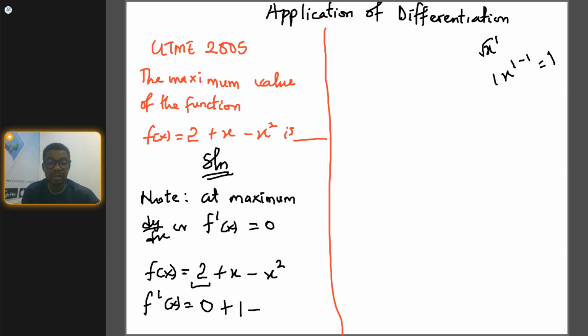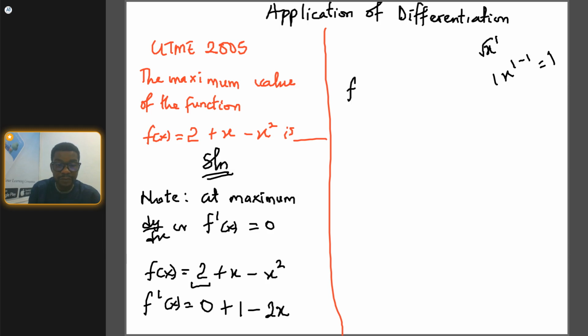The differentiation of x squared is 2x. When you differentiate x squared, you're going to get 2x. Now, we said that f prime x should be equated to 0, meaning that I will have to change f prime x to be equals to 0.